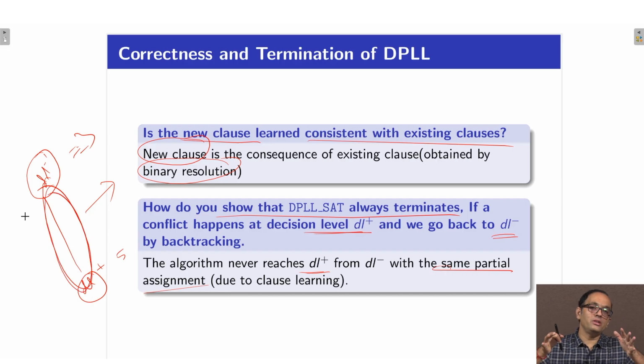Eventually, if you have n variables, there are 2 to the power n possible combinations, and every time you are excluding one possible combination. Effectively there are 2 to the power n possibilities, and eventually you are excluding them one by one, and you will never come back, so you will exclude all of the possibilities eventually. Hence, this algorithm always terminates.